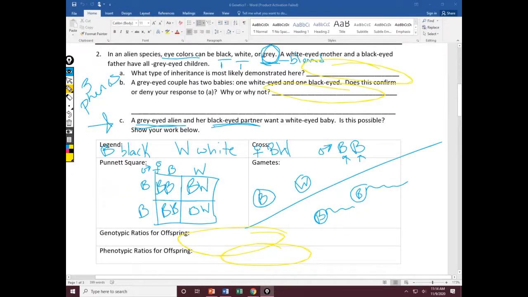Genotypic ratios? Okay, so let's do it for this question. So if we're doing the genotypic ratios, and I'm just going to do it for this last question, remember, the first thing I want to do is list all of the genotypes that I have. So in this case, I only ended up with 2.